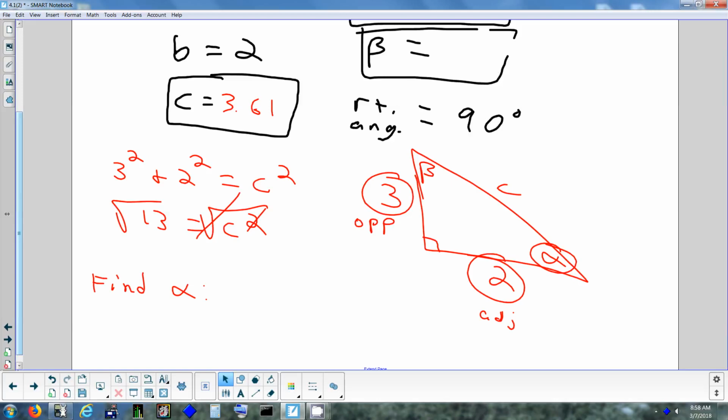Tangent. Tangent, yeah. We're staying away from sine and cosine because those involve hypotenuse. We do not want to use hypotenuse because we don't know if it's right. I mean, it is right because we did it together and I'm pretty sure we didn't make a mistake. But again, don't use it. Okay, let's set up our equation.